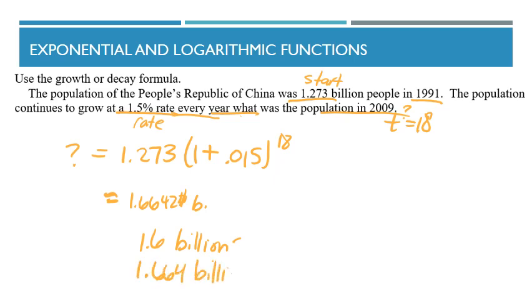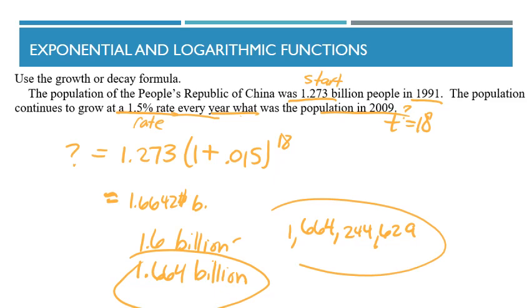If you're not sure how to round, look at how the problem rounds. But you could also write it out. So 1 billion, 664,244,629. I would accept that too if you chose to write it down, but no matter what, you need to label people or population or some kind of identification of what it is about.